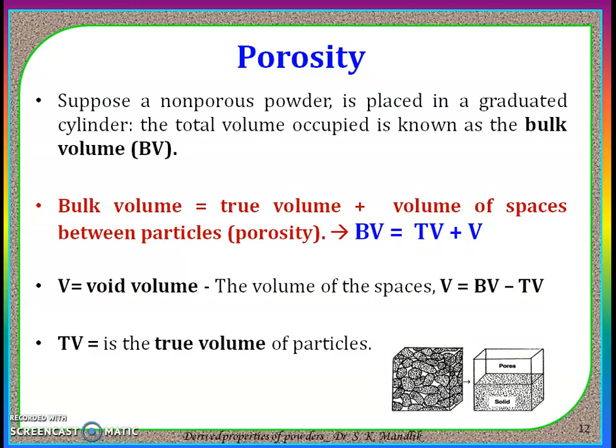Suppose a non-porous powder is placed in a graduated cylinder, the total volume occupied is known as bulk volume, as we learned previously. So the bulk volume is the true volume plus the volume of space between the particles. So bulk volume is the true volume TV plus V void, that is porosity. Therefore, with this formula we can calculate the space: the void volume is equal to bulk volume minus tapped volume. For simplicity, I consider BV and TV as bulk volume and tapped volume respectively.